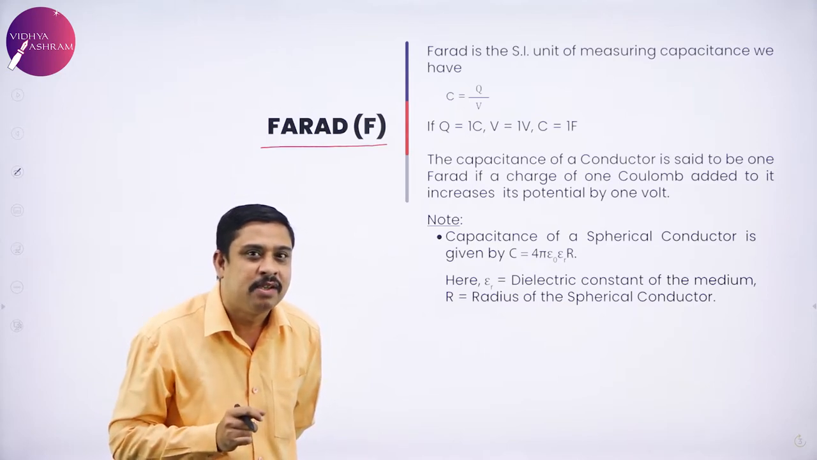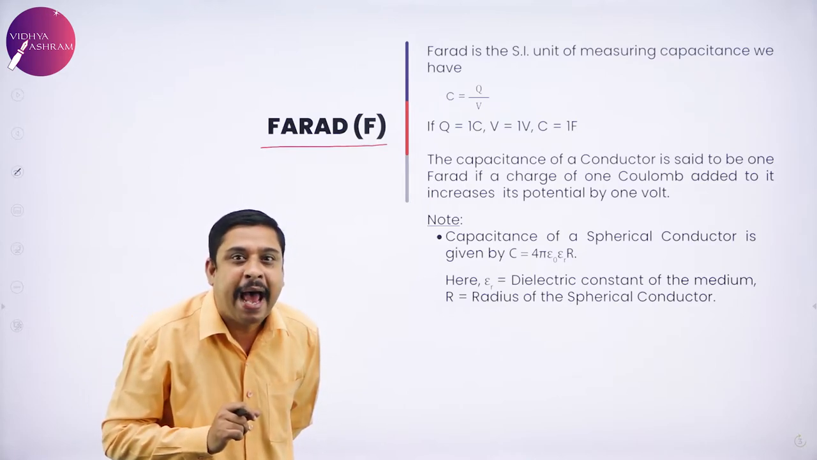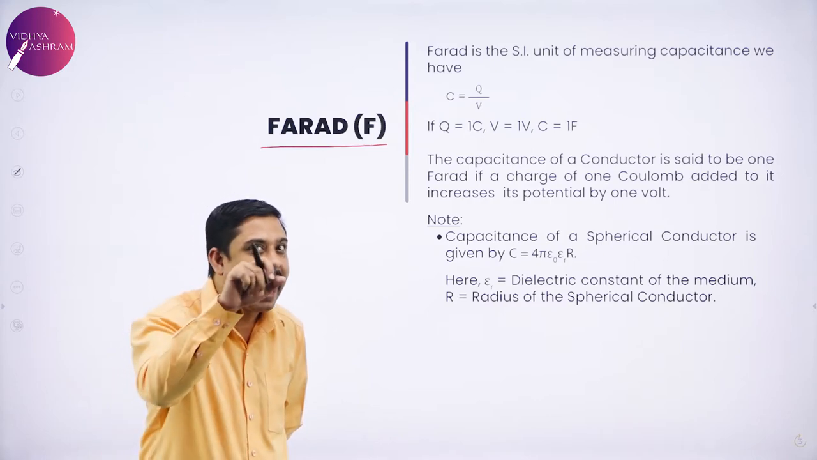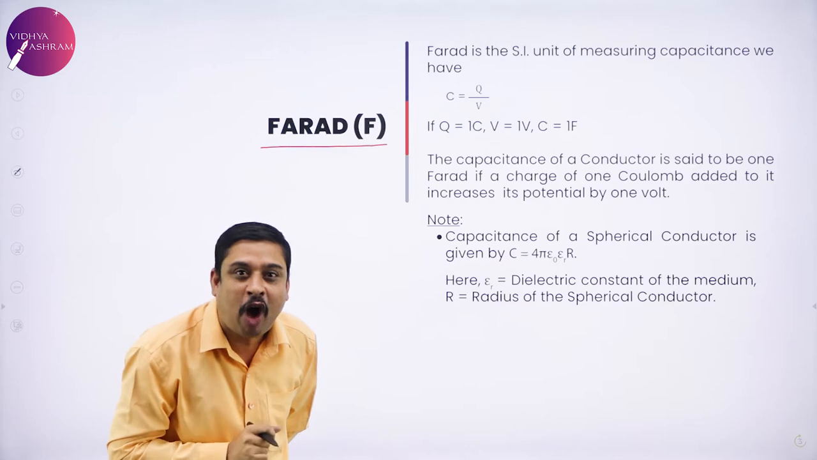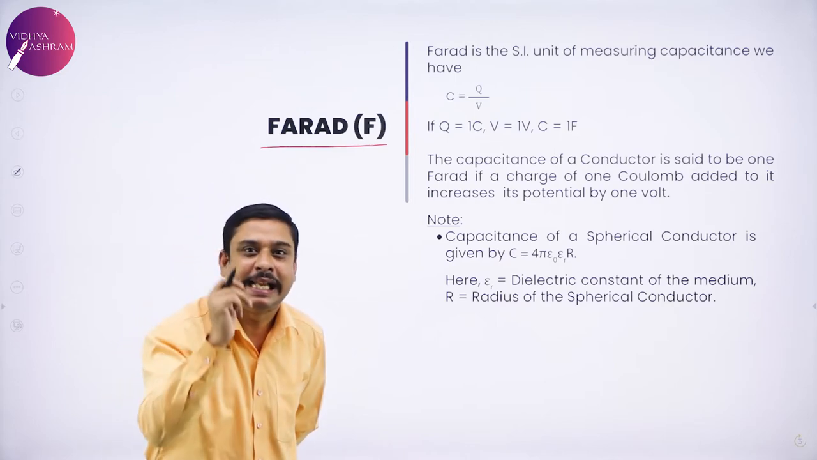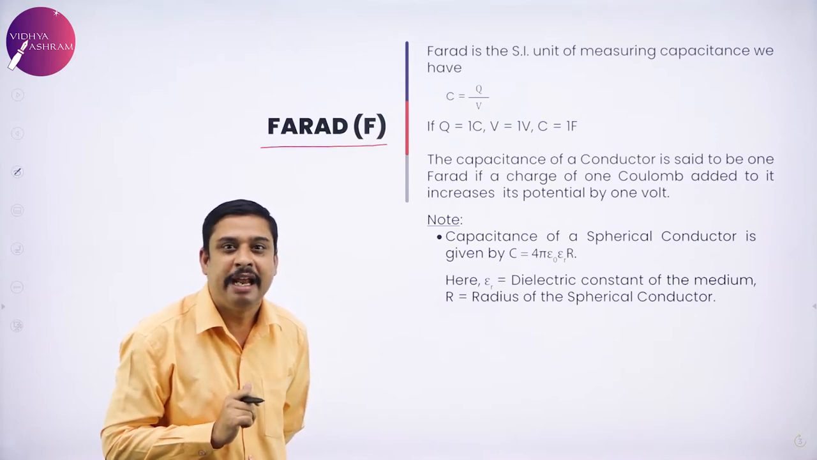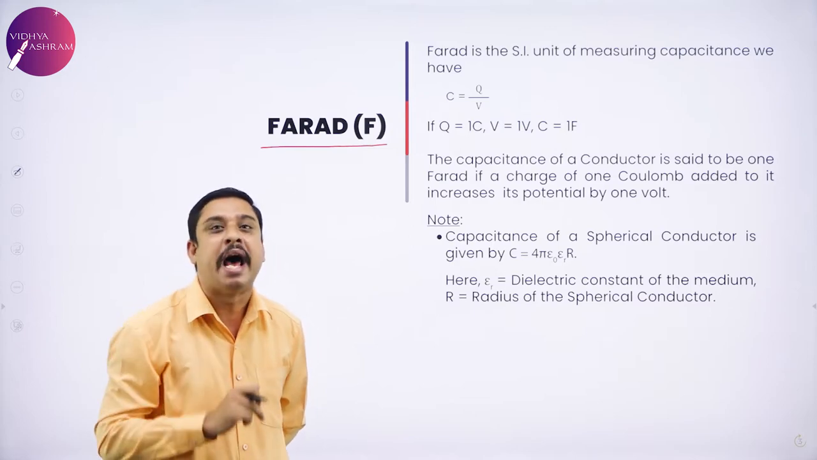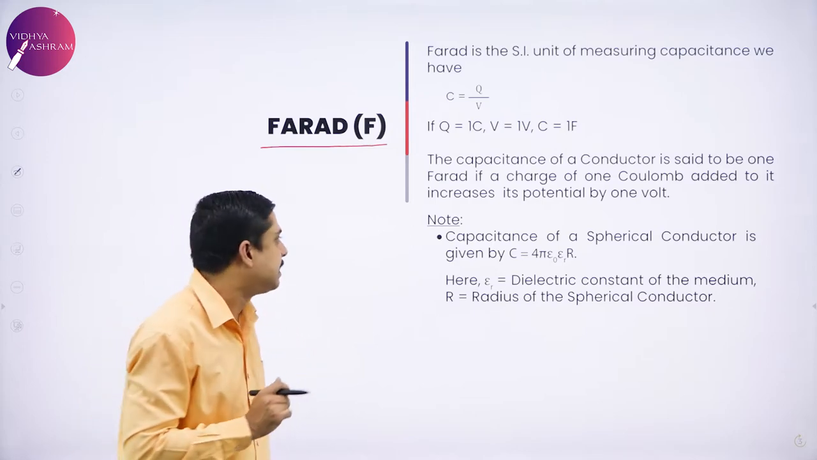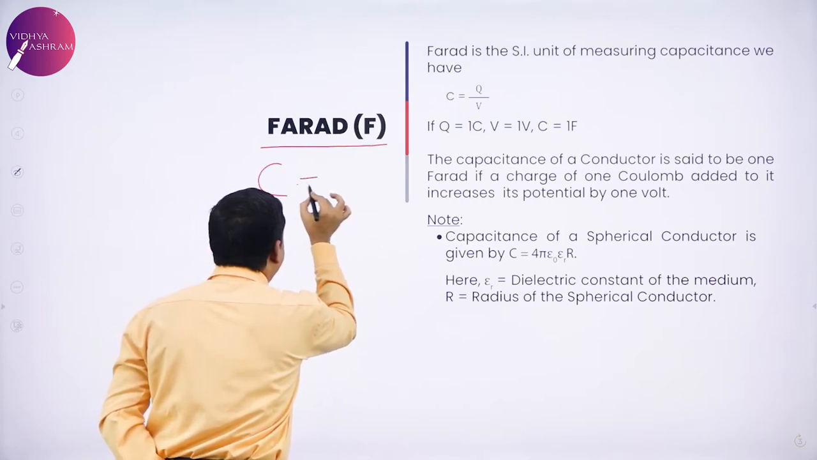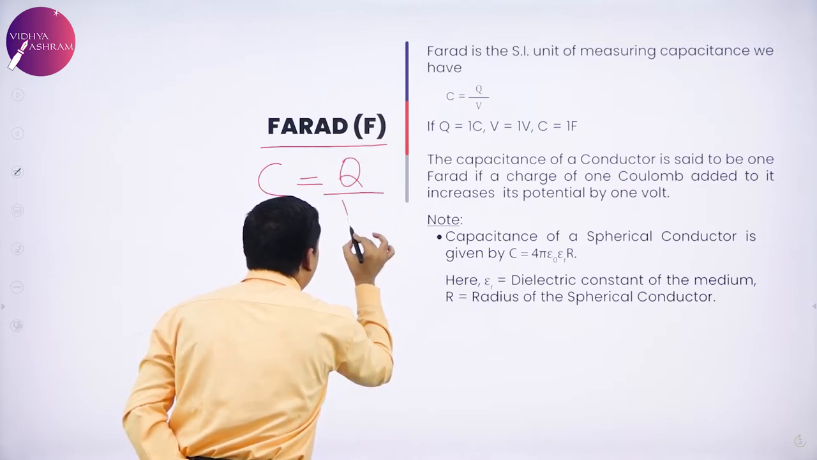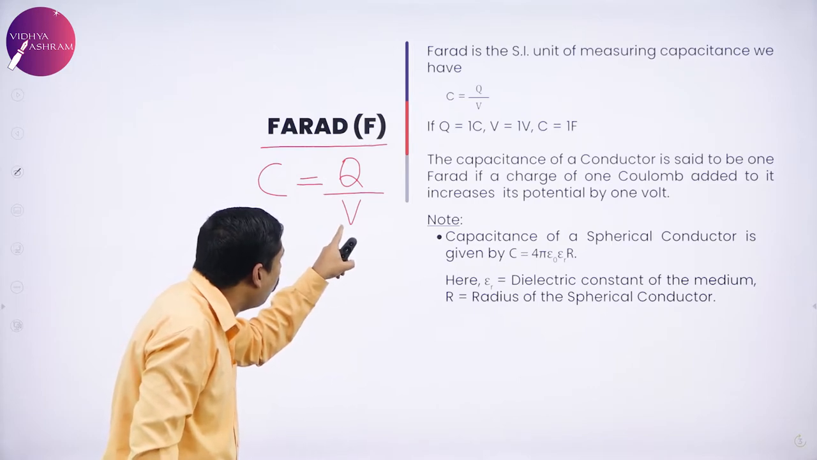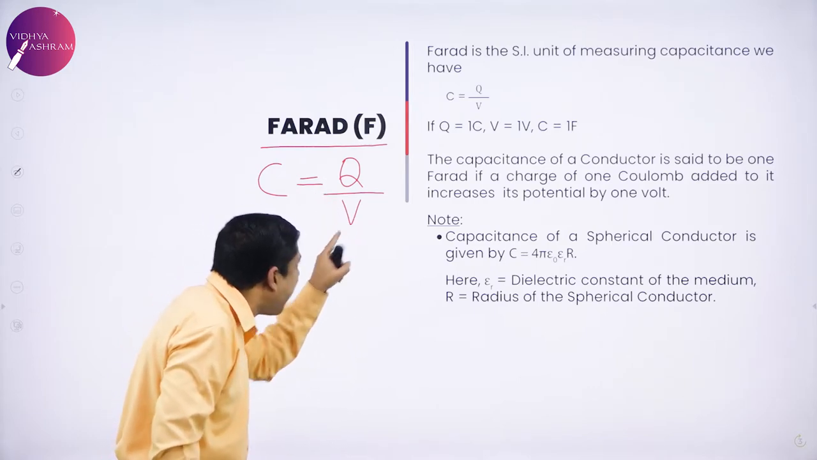The next question is, when do you say the capacitance of a conductor is 1 farad? Look, very interesting. What is farad? The SI unit of measuring the capacitance of a conductor. Now, going back to the discussion, I told capacitance is Q divided by V, the ratio of the charge to the potential on a surface.